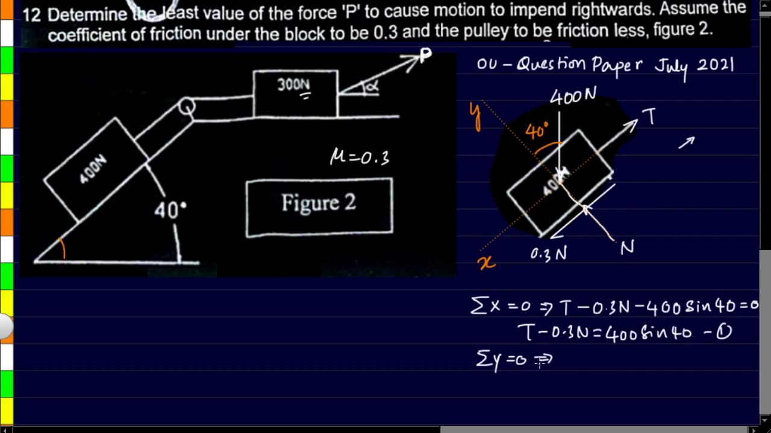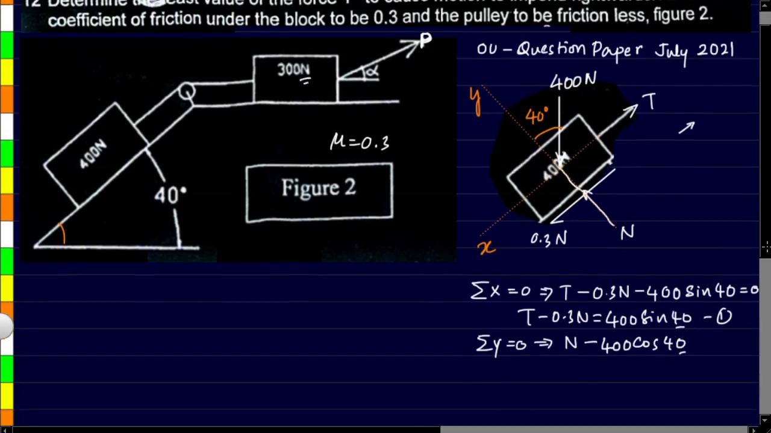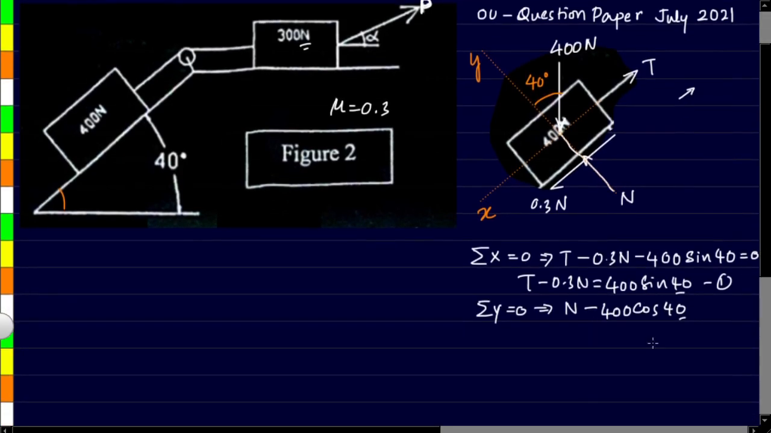Now let's take up all the vertical components. N is acting in positive y direction, so it's got to be positive. Then in the negative direction, we have a component of 400 newtons, that component being 400 cos 40. If you want to know in more detail how we take cos and sine, there is another video which I have made. I'll leave the link in the description below. You can check it out to understand how I am taking it. Next, there are no other components in y direction, so the total has to be equal to 0.